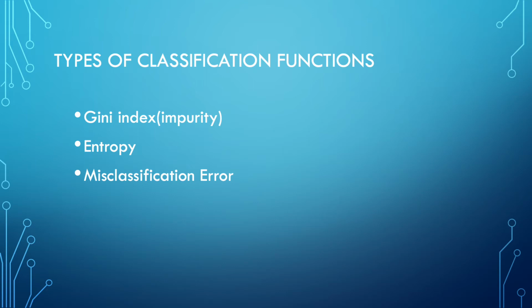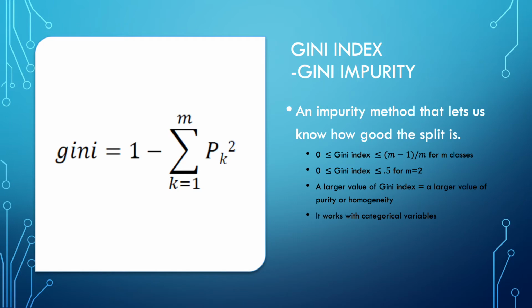We want to make a good split at each decision node, so we're going to have to use an appropriate classification measure. There are three types: Gini index, also called Gini impurity, entropy, and misclassification error.